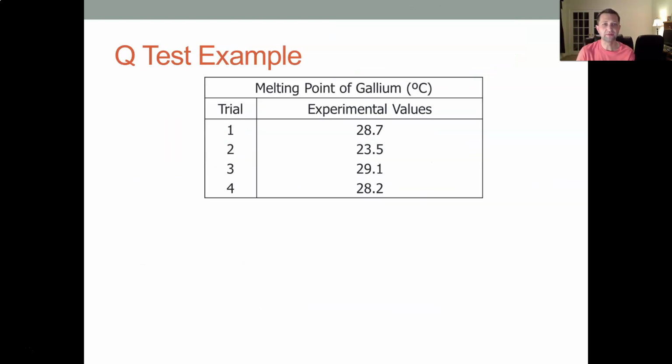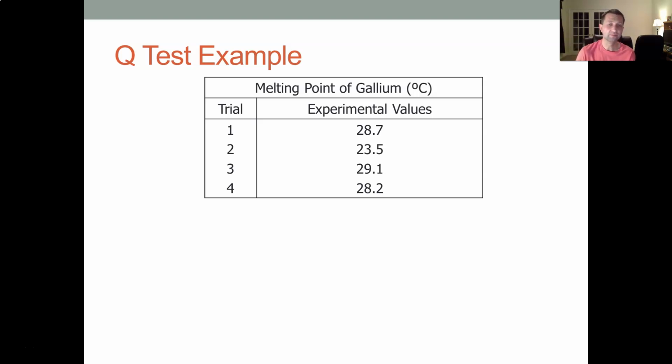Here's a lab you performed, finding the melting point of gallium. You have 4 values there. Take a look at that. Does one of them look like it's an outlier to you? You have 28.7, 23.5, 29.1, 28.2. I look at those and it looks like data point number 2 would be one I want to erase. Okay, pretend that never happened.